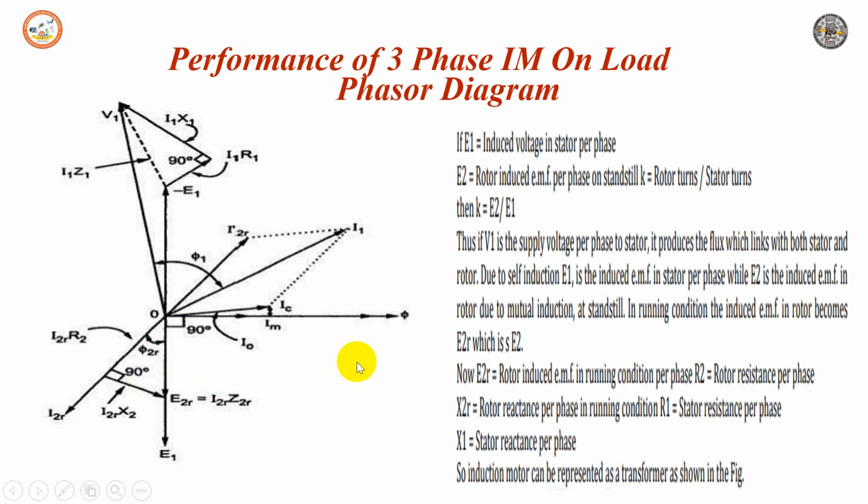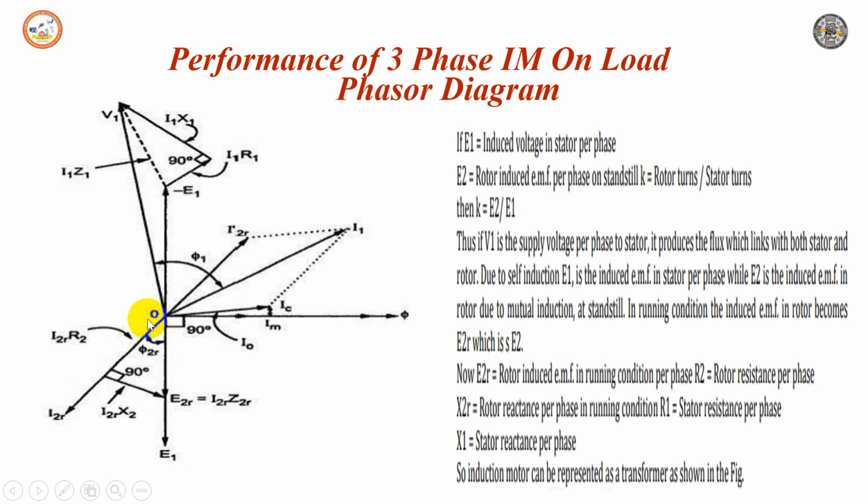So if V1 is the supply voltage, we always know that the induced EMF opposes the cause producing it. So the stator EMF induced E1 is opposing the cause producing it. So it is minus E1 here. Now coming to the rotor induced EMF in running condition, we have E2R in phase and we have I2R. I2R is lagging E2R by an angle phi 2R.